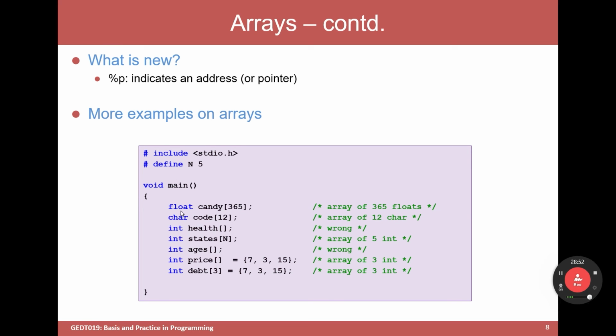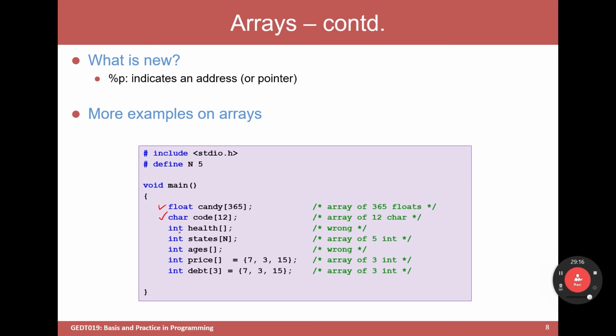So this one, look here. This is an array of float. This one has 365 elements. So this float array is fine. Each element in the array will be one float number. And this one is okay. This is an array of 12 characters, so each element in the array will be 1 character.